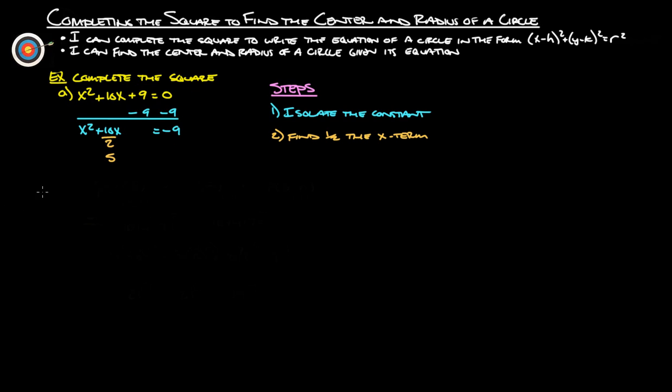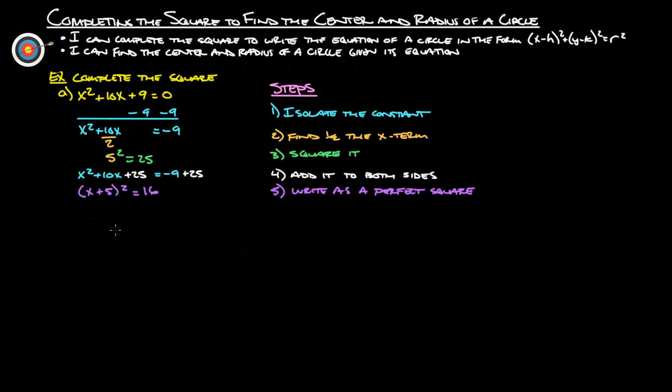Second step, find half of the x term. Half of 10 is 5, so 10 divided by 2 is 5. Then we take that number and square it. We take the 5 and square it to give us 25. Step 4 is we add that 25 to both sides of this equation. So this equation got moved right down to here, and we now add 25 to the left side and add 25 to the right side.